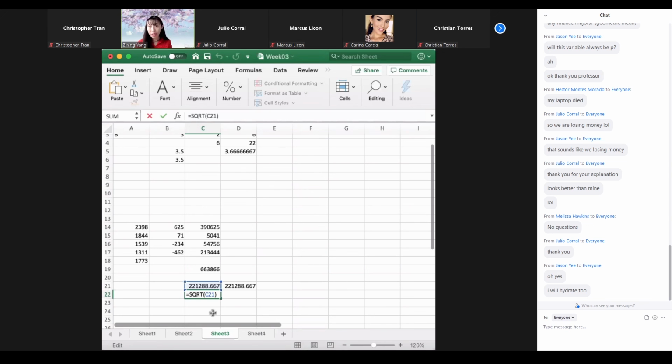So in Excel, we need to type equals SQRT, meaning square root. Then in parentheses, type in which cell your square root about. So put in that cell, close the parentheses, hit enter. So the $470, this is your standard deviation.